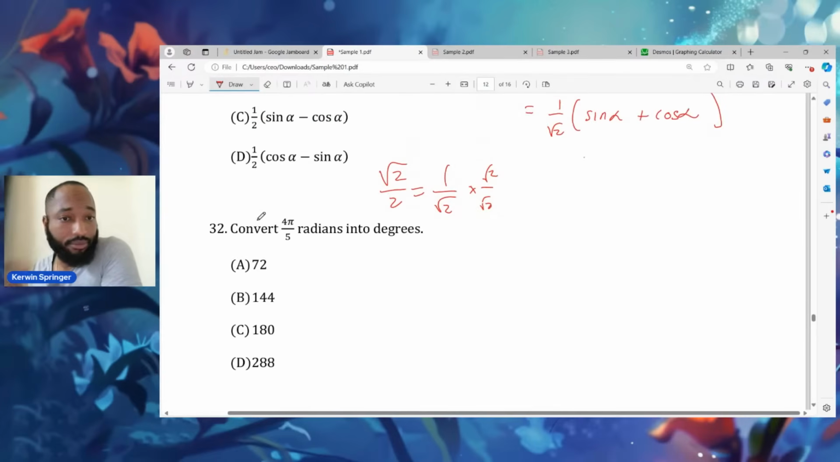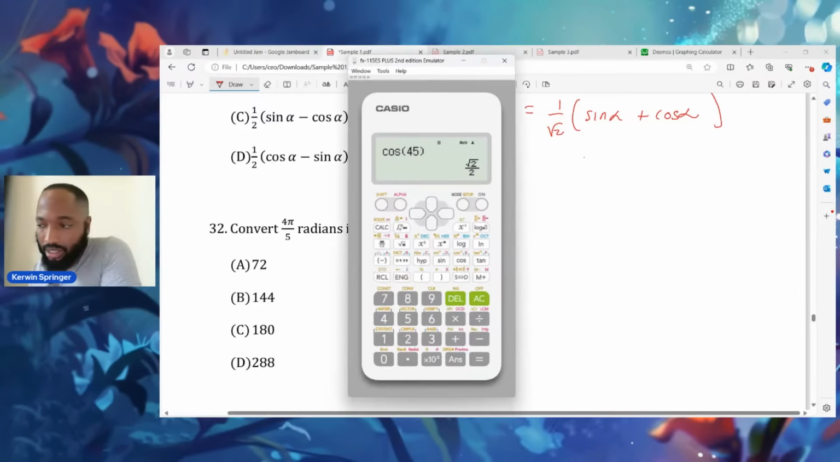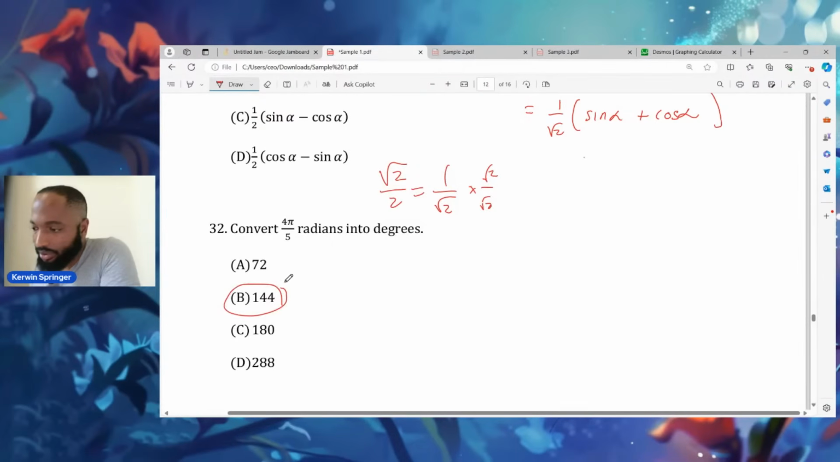Question three. Convert 4 pi over 5 radians into degrees. Well, your calculator can do that, but understand that pi radians is 180. So really what they're asking is to find 4/5 of 180. 4/5 multiplied by 180 is 144. That's the only answer here that makes sense anyhow. It can't be this, it can't be that, no way 4/5 is that. So you know the answer has to be B.